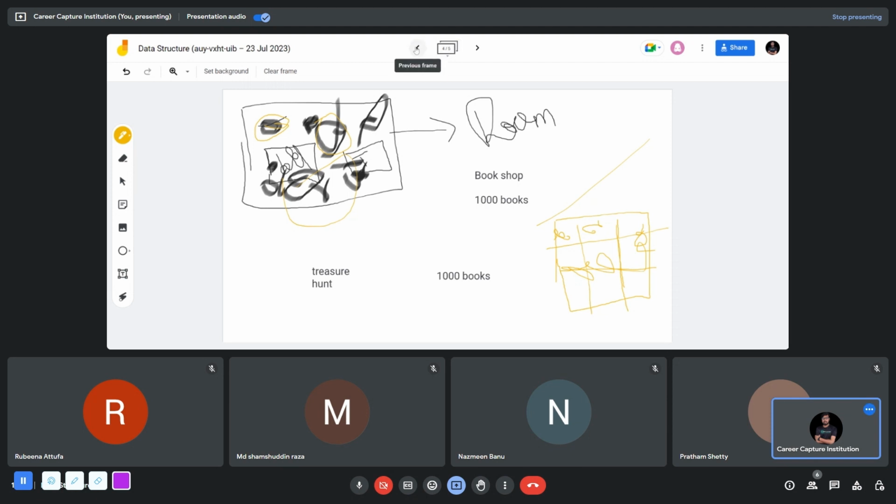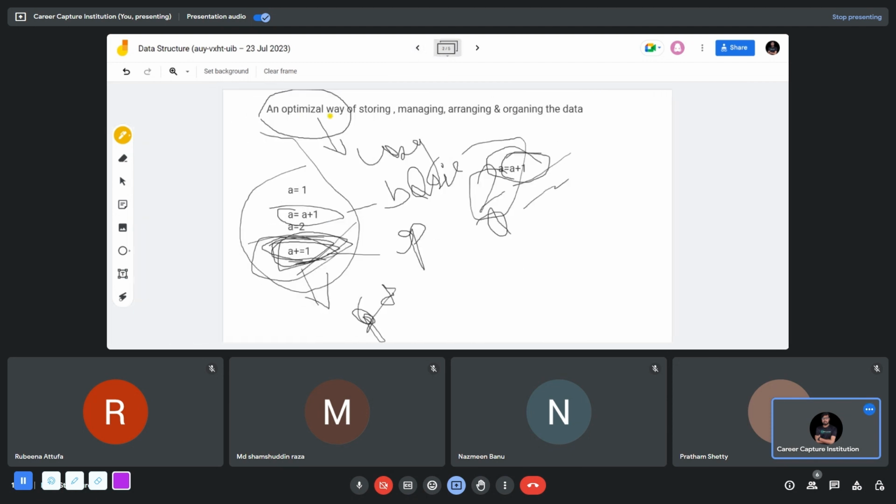In the first case, what did we do? We organize the data. Like we organize the data, data we have stored, data we have managed, and data we have arranged. We were doing everything in this task. Yes or no?